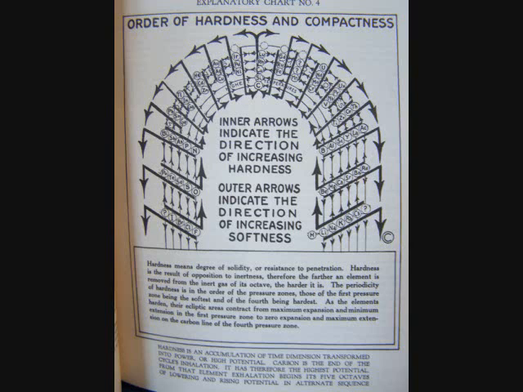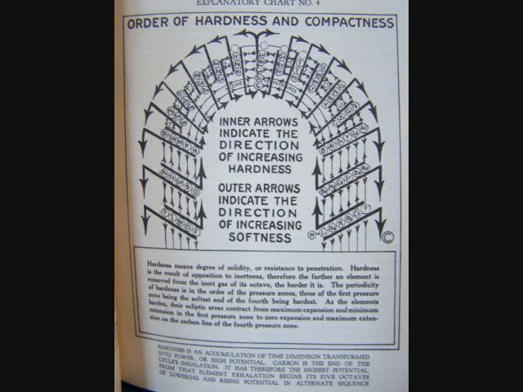Hardness means degree of solidity or resistance to penetration. Hardness is the result of opposition to inertness. Therefore, the further an element is removed from the inert gas of its octave, the harder it is. The periodicity of hardness is in the order of the pressure zones, those of the first pressure zone being the softest, and of the fourth being hardest.